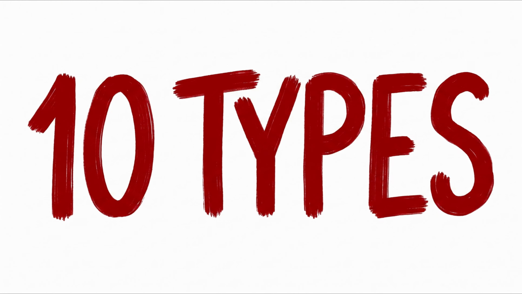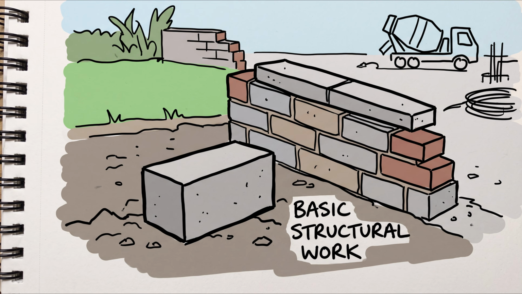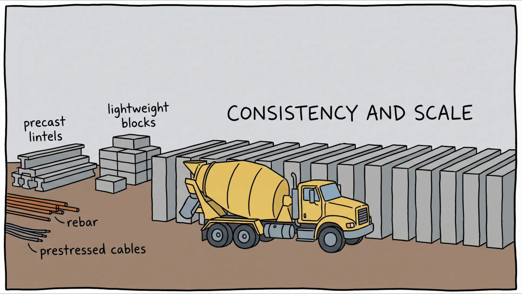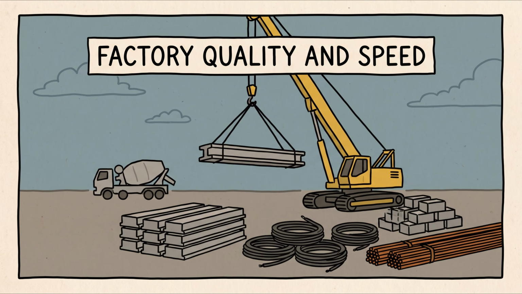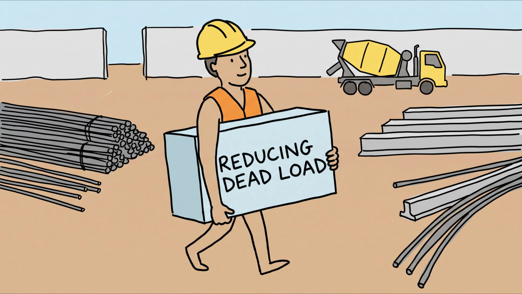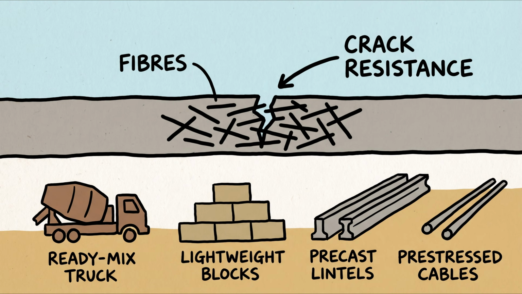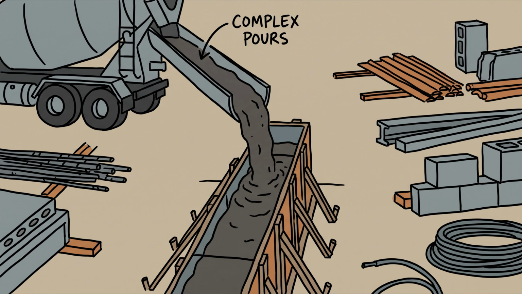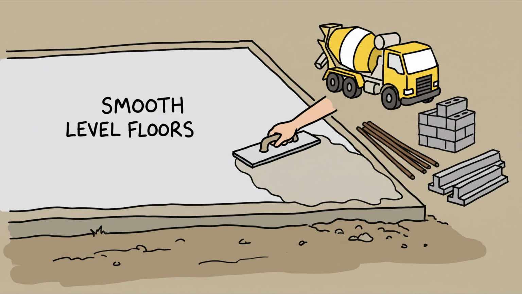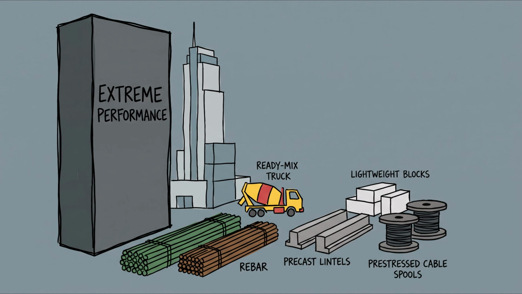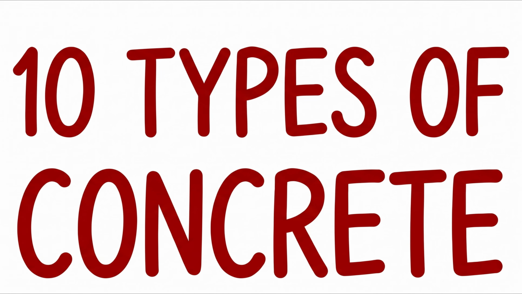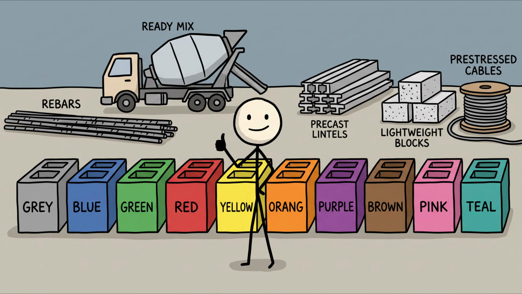So, 10 types, each one built for a different job. Plain for basic structural work, ready mix for consistency and scale, reinforced for anything that needs to handle tension, precast for factory quality and speed, lightweight for reducing dead load, fiber reinforced for crack resistance, self-compacting for complex pours, screed for smooth level floors, prestressed for long spans and heavy loads, high strength for extreme performance. 10 types of concrete. Same basic ingredients, completely different results.